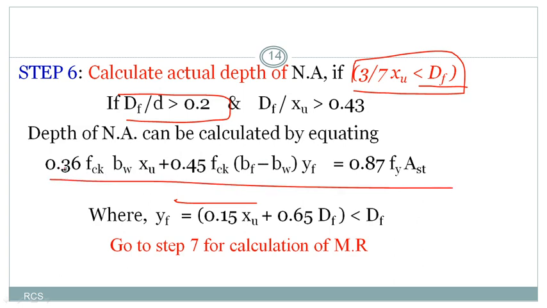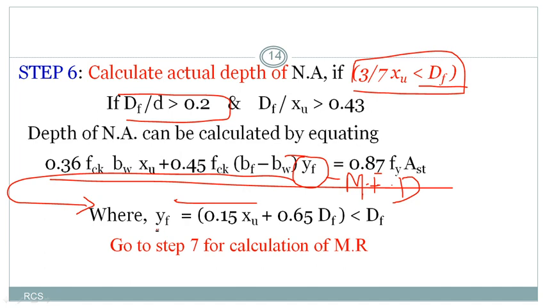What is this? 0.36 FCK BW XU plus 0.45 FCK (BF minus BW) YF. You know YF is the modified flange depth. There is no derivation for this, but directly we have a formula given by IS 456 2000. That equation is YF equals 0.15 XU plus 0.65 DF, which is always less than DF. It is very important for your competitive exam purpose.